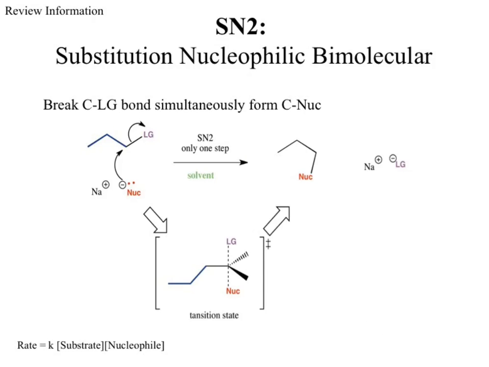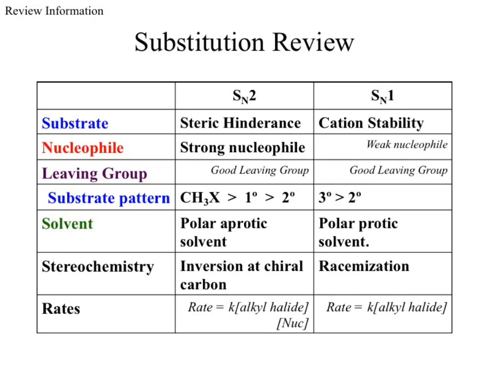SN2 happens in 1 step. We go through that nice little intermediate. You can see a summary of your rate laws on this as well. Right, so you just have to be aware of how everything processes. Again, now put in another format, nice big substitution review overall on what you would expect for your substrate, what you expect for your nucleophile, leaving group, substrate patterns, solvents, secondary effects, stereochemistry, rate laws, all that fun stuff.